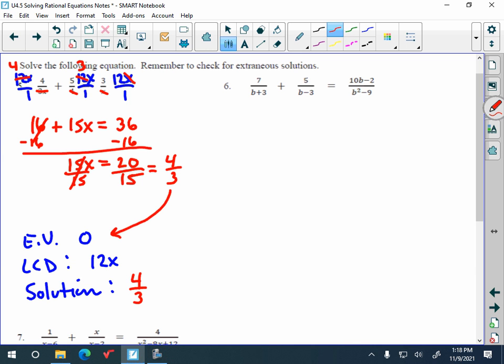Yes? I divided the top by 5 and the bottom by 5. We'll find a calculator that simplifies fractions. All right, so number 6.